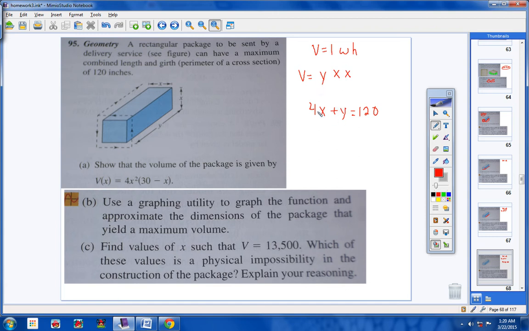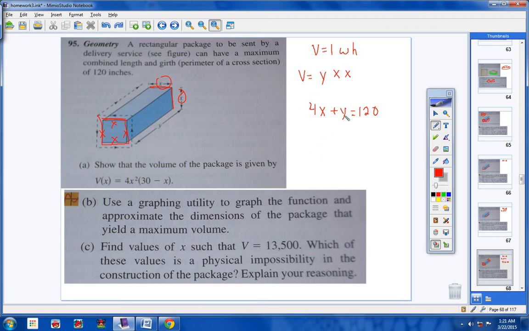Remember, they really didn't word this very well, but we are assuming we have the maximum girth. They should have said that. So if I take my perimeter, x, by the way, if this is x and this is x, which it is, then I can call this x and this x and this and this. So if I take my perimeter x plus x plus x plus x, I get 4x, then plus my length, which is y. So 4x plus y equals 120.